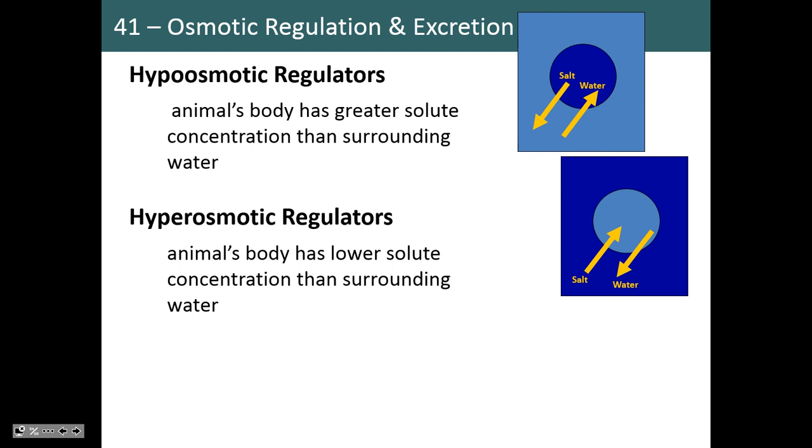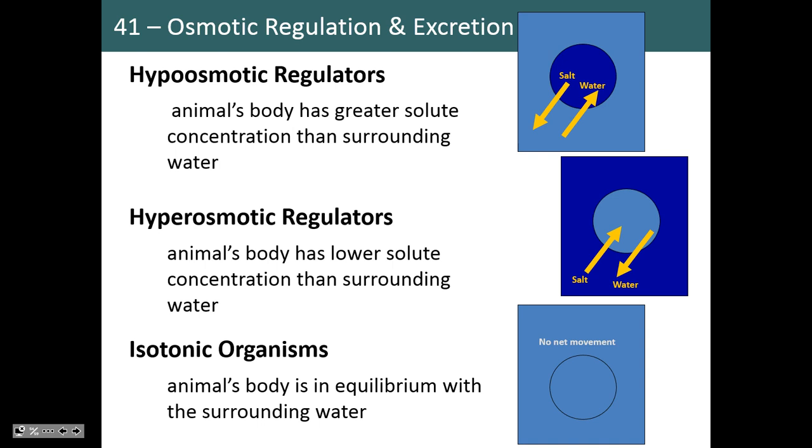Hyperosmotic regulators have the opposite problem. A hyperosmotic regulator, the animal's body has a lower solute concentration than the surrounding water. So think a saltwater animal, right, where there's maybe a higher concentration in the surrounding solution. Then the organism is trying to take on solutes, like salt, and losing water to the surrounding environment. So even though they're surrounded by fluid, they are at risk for severe dehydration because there's a higher solute concentration outside their body. That's a hyperosmotic regulator.